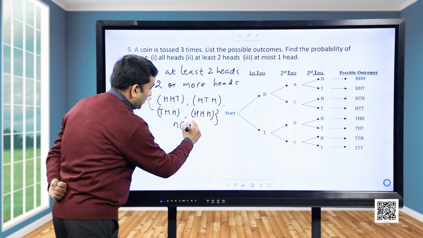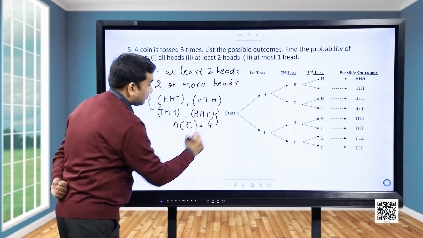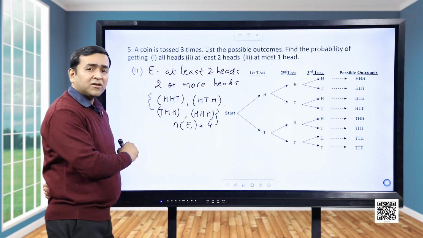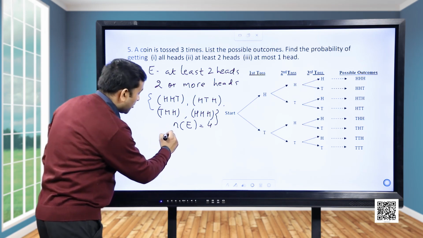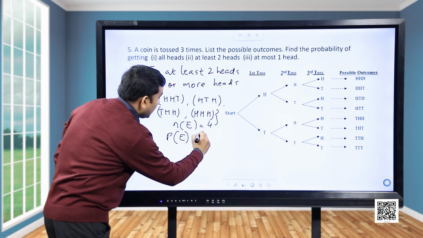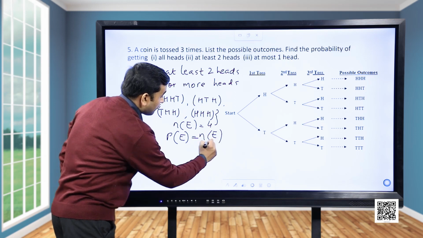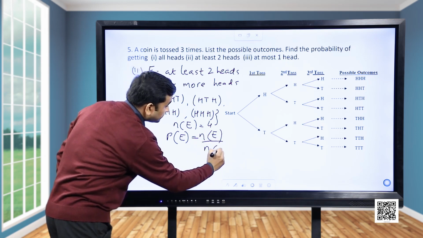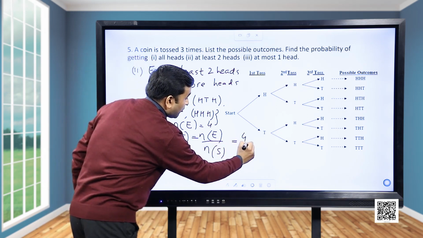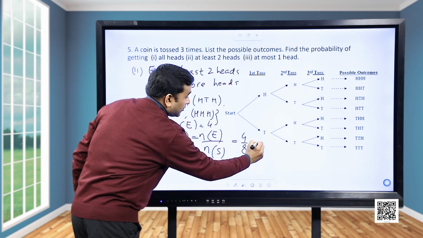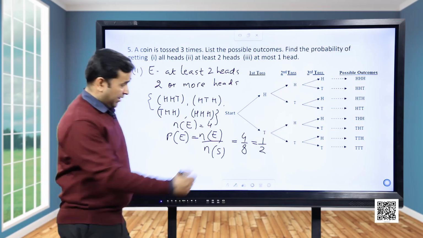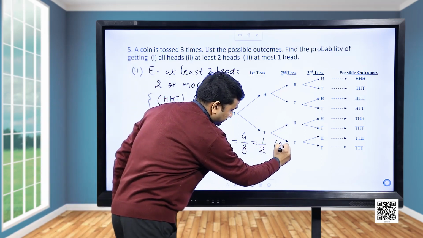We have NE equal to 4, and what was NS? NS was 8. So what is the required probability? Required probability is PE equal to NE upon NS, which is equal to 4 upon 8, and this is half, right? And this is the required answer.